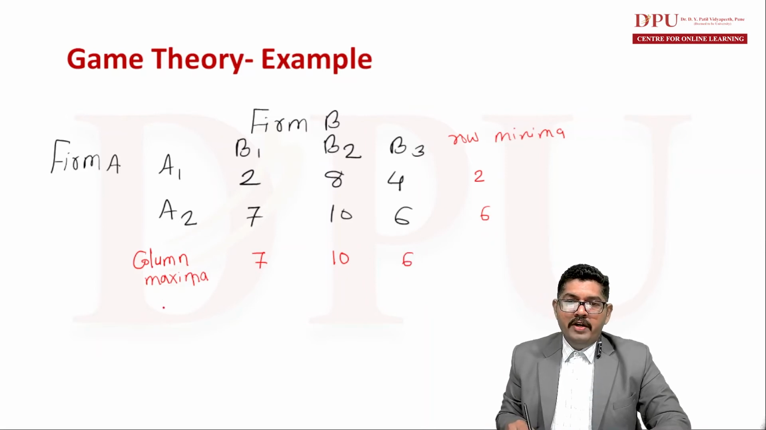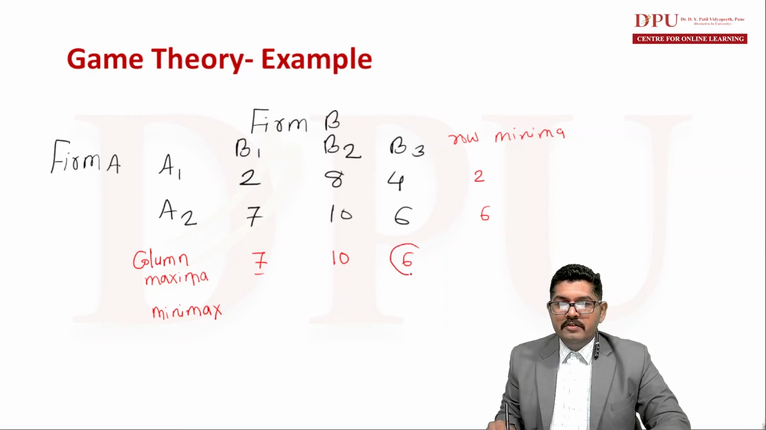Now we have to find out minimax. So what is minimax? We have found the maximum values, and we have to choose the minimum of them. So it is 6. The minimum of these three is 6, that is minimax. So the minimum of these maximum values is minimax and it is 6 here.